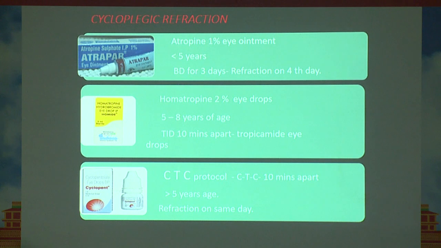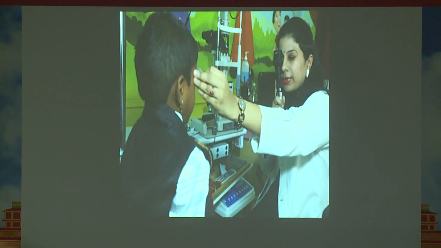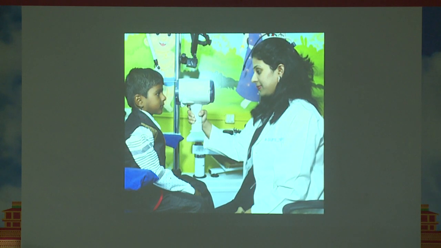In those cases, a cyclopentolate refraction can be used, where, 10 minutes apart, we use cyclopentolate, tropicamide, cyclopentolate, which is known as CTC refraction, and the refraction can be done on the same day and the glasses can be prescribed. The best way to assess refraction in any child would be using a retinoscope, and it is mandatory to learn retinoscopy before prescribing glasses in a child. Nowadays, we do have handheld automated refractometers, and our regular AR machines can be used if the retinoscope is not available.